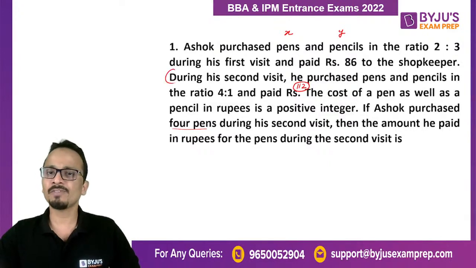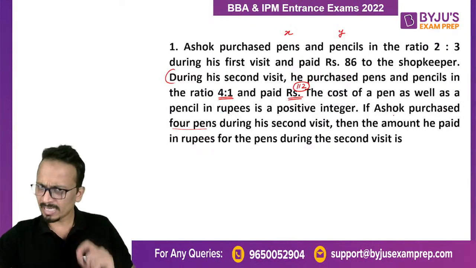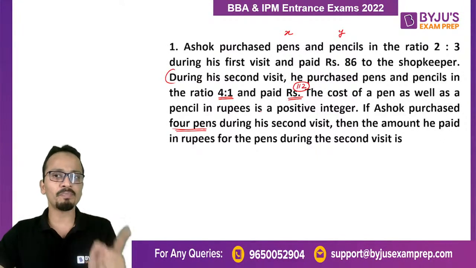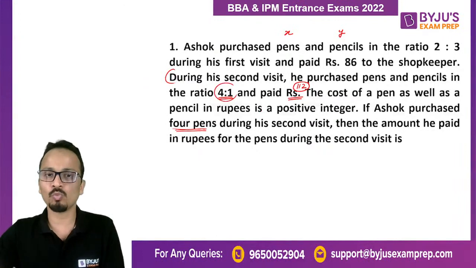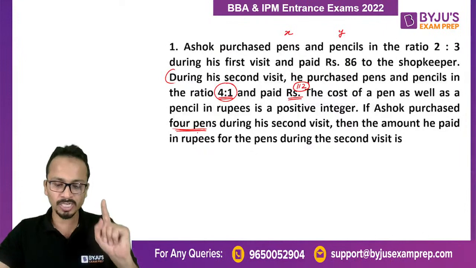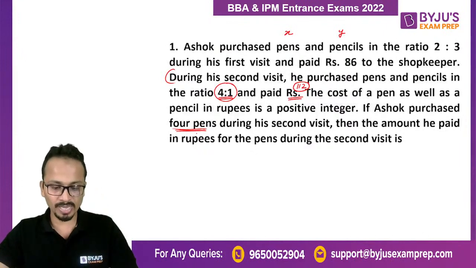During his second visit, he purchased pens and pencils in the ratio 4:1 and he paid a total of 112 rupees. Now the cost of pen as well as pencil in rupees is a positive integer. It is given that he purchased 4 pens during his second visit. The ratio of number of pens and pencils is 4:1 and he purchased 4 pens, so that means he would have purchased one pencil.